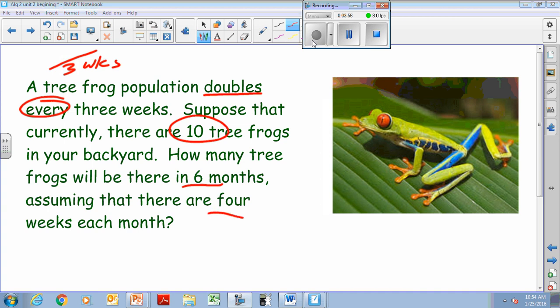It's a lot of numbers. How about just give me the answer? Anyway, do this. Let me pause, let some people think about it. What do we think the answer is? How many frogs? What's the final question? How many tree frogs will be there in my backyard in 6 months, assuming that there are 4 weeks each month?